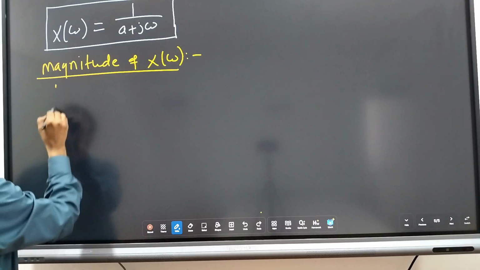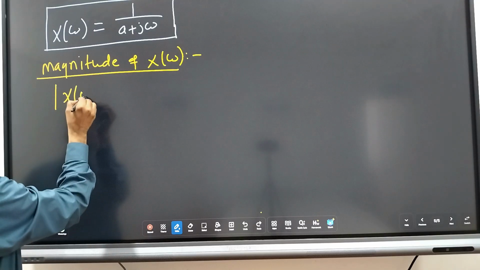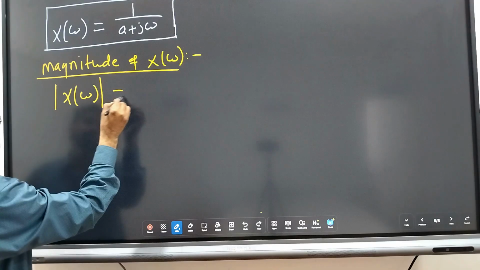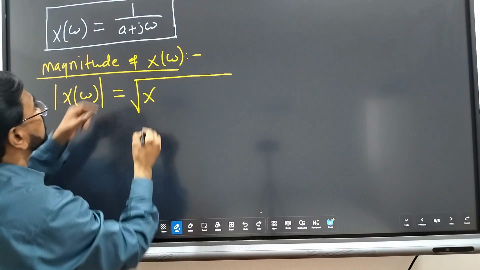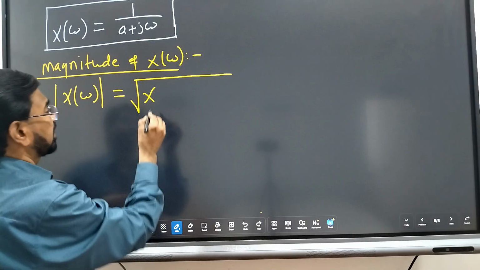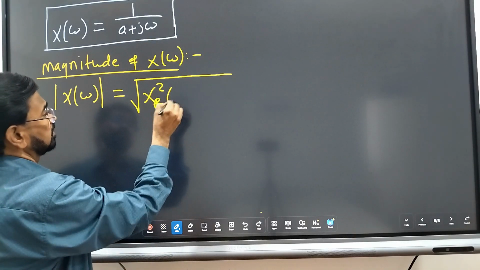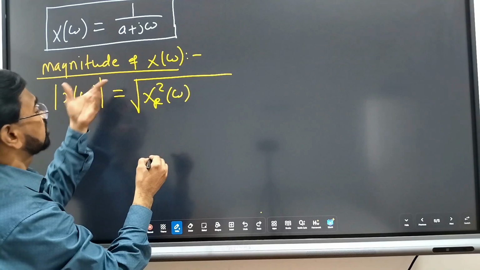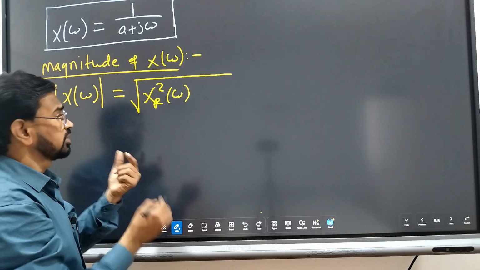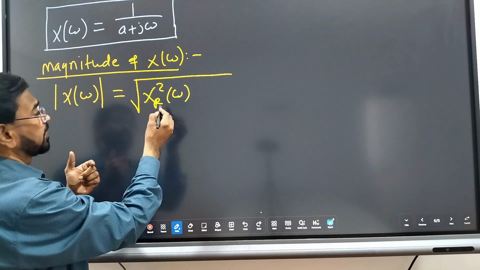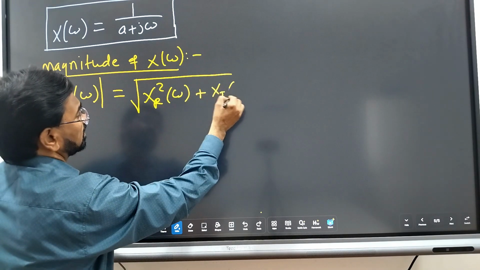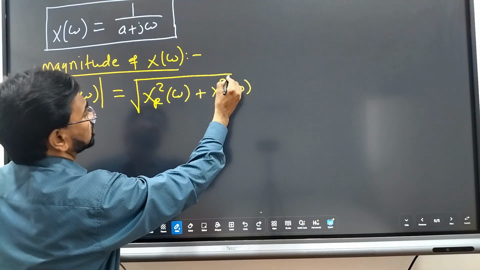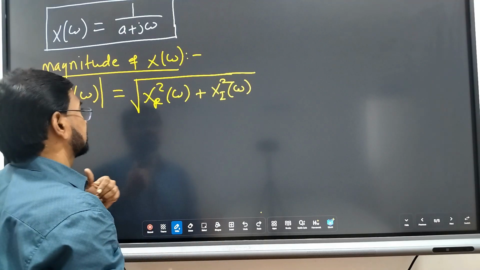What relation do we have? The magnitude of X of omega is denoted like this, and this is equal to the square of the real part, xr of omega squared, plus the square of the imaginary part of X of omega. So we got this.